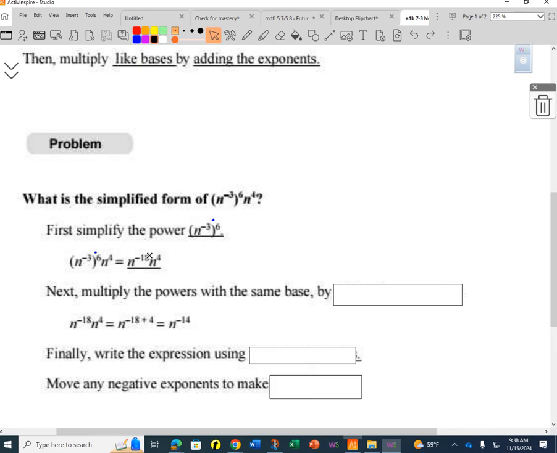So for it to be simplified, we can't have any like bases, we can't have any exponents that we could evaluate. We need to multiply everything that we can multiply. So this is not in final form though, right? So what are we going to do? Well, we're going to multiply the powers of the same base by adding the exponents.